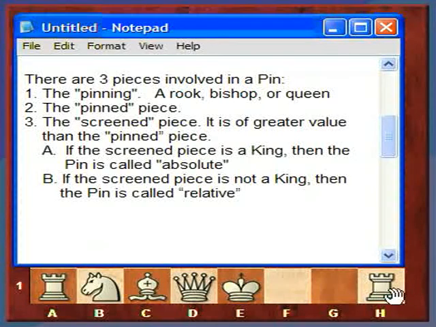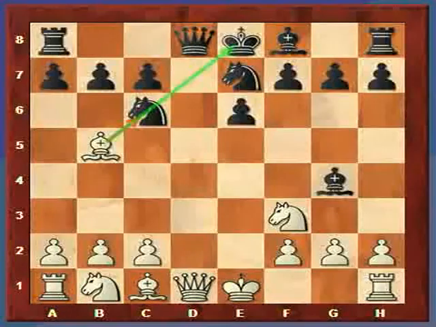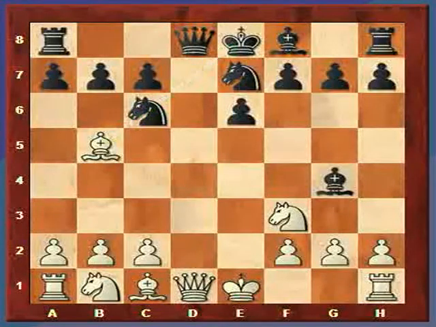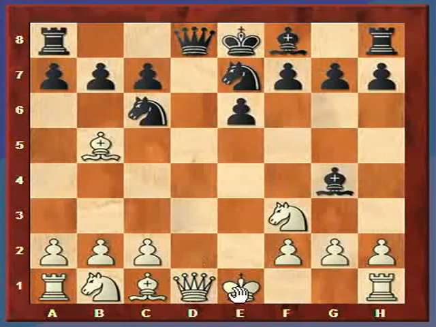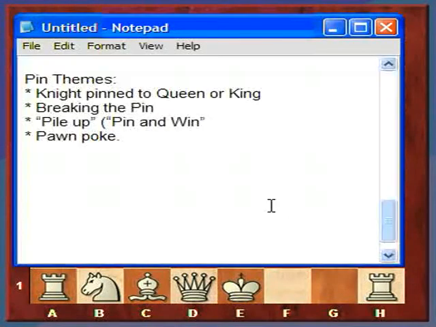So let me go over some common chess tactics using the pin. Well, the first two themes I just want to go over are the two that I already have on the board. And let me show you these two themes. The common pin themes are, the first one is the knight pinned to the king or to the queen. That's exactly what we have here.